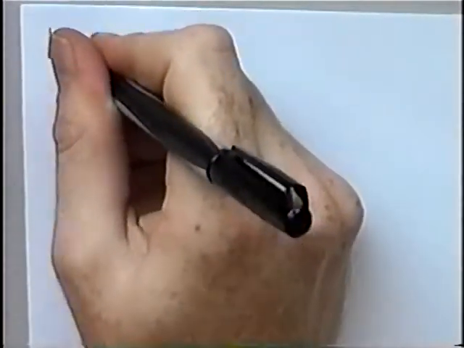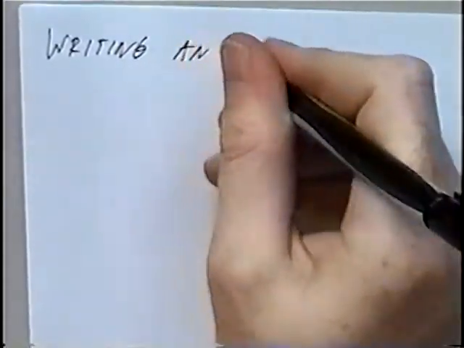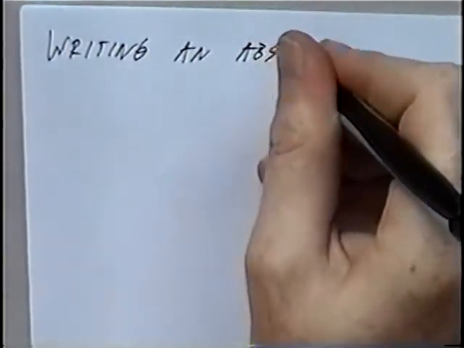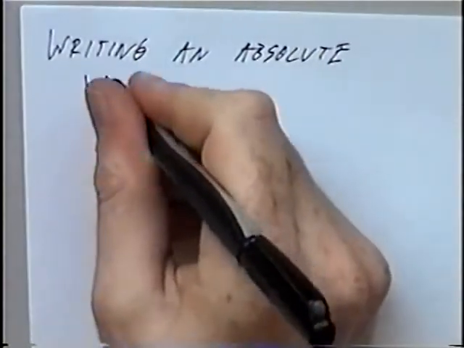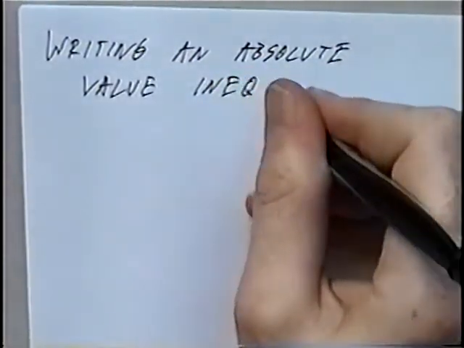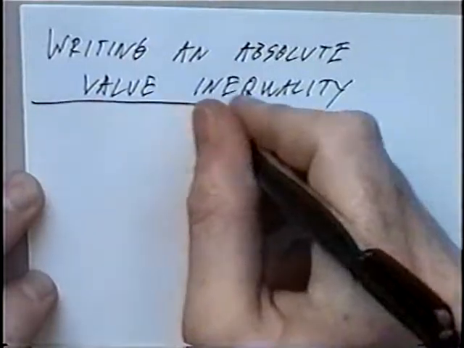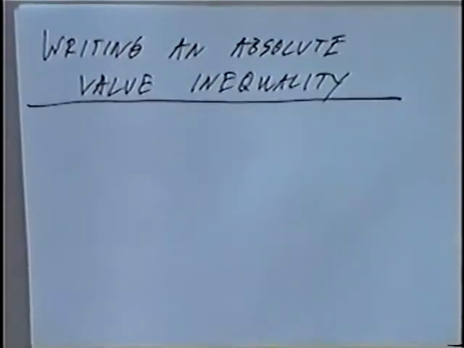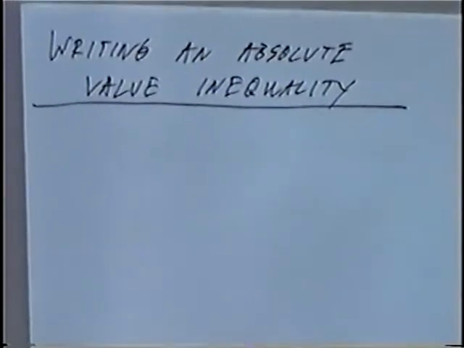Title of the last section today is Writing an Absolute Value Inequality. For these questions, we'll be looking at a graph and working backwards to write the inequality.